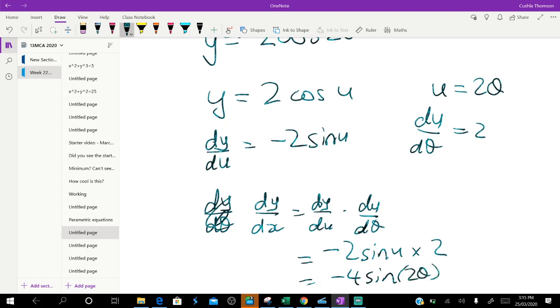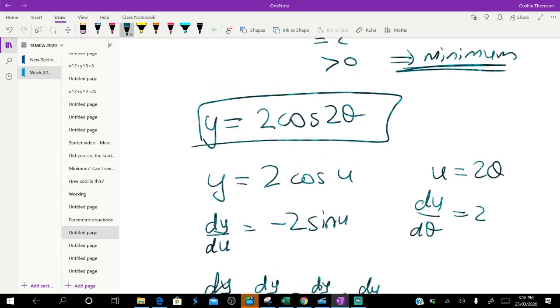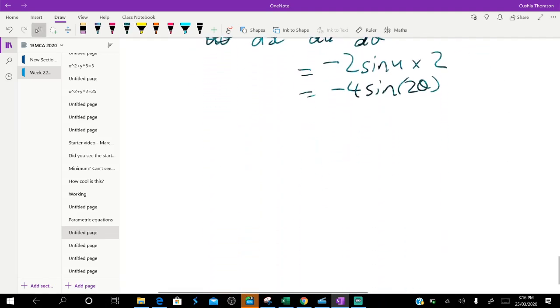Now I heard Kieran talking about doing the double angle formula first here. I really, really don't want you doing that because it's just not that efficient. You have to be completely fluent with the chain rule at this level. So Kieran's quite right. You can get there with doing 2 cos 2 theta, but this is how that would go.